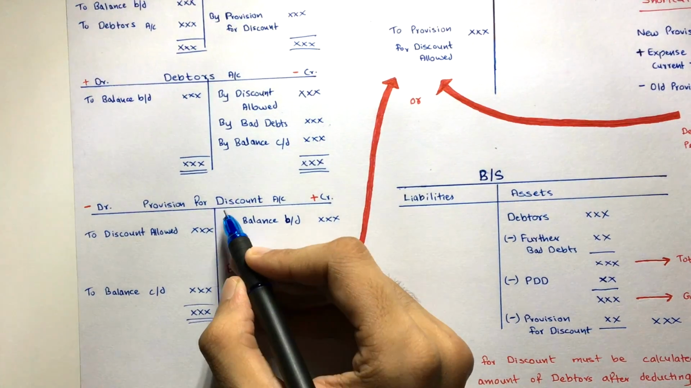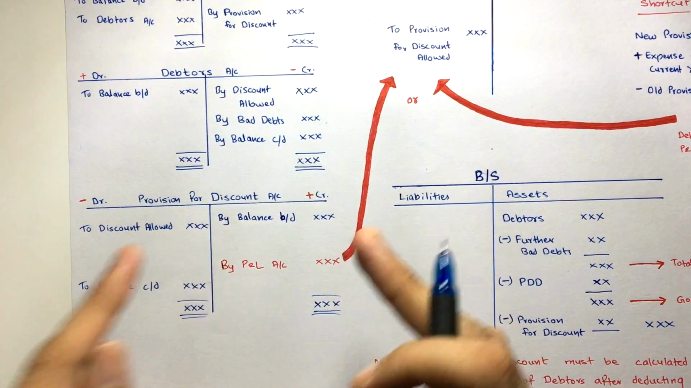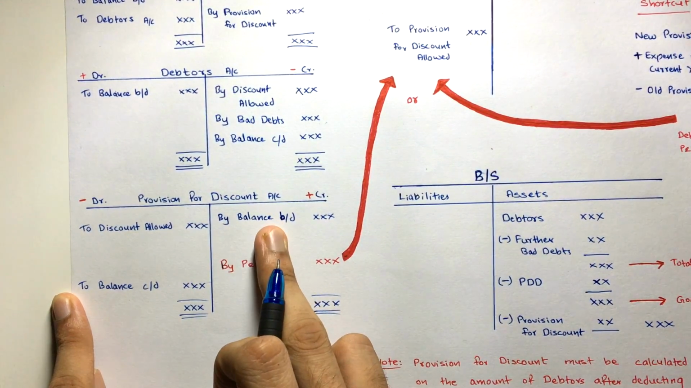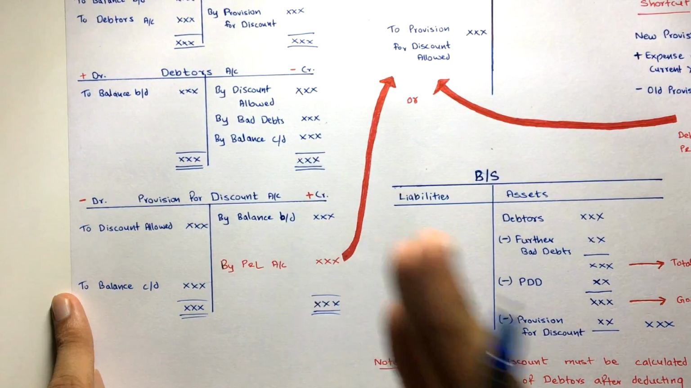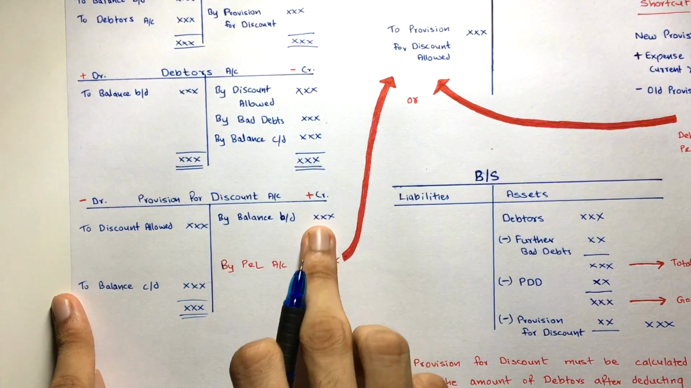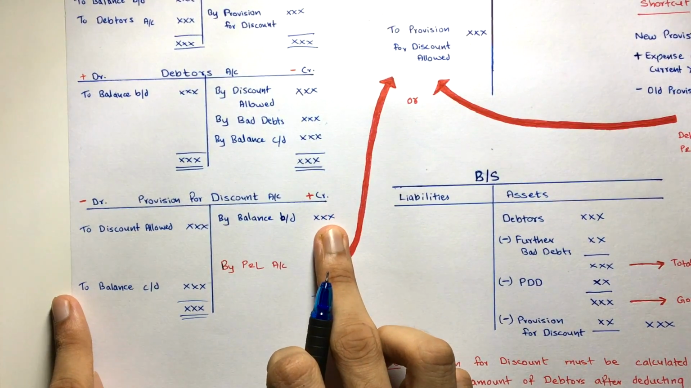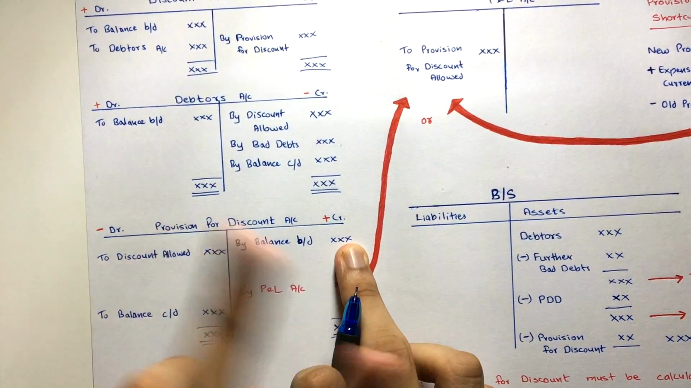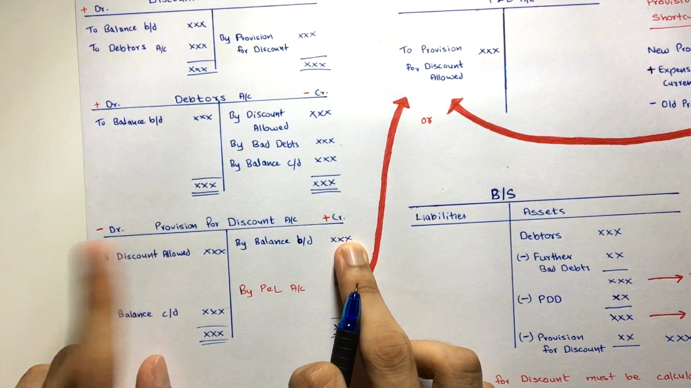See, provision for discount account is also a contra asset account. It has a credit balance, with the opening balance on the credit side and the closing balance on the debit side. The opening balance you will get from the trial balance, whatever provision they maintained from the previous year, that you will take over here. And whatever discount allowed has happened, in the adjustment as well as the trial balance, both will come over here.